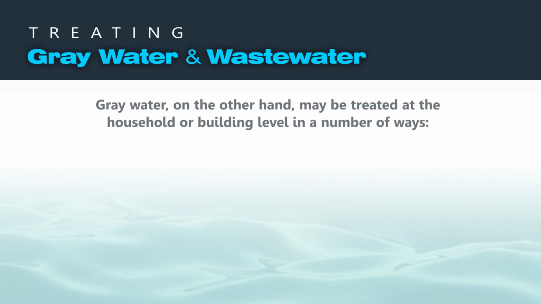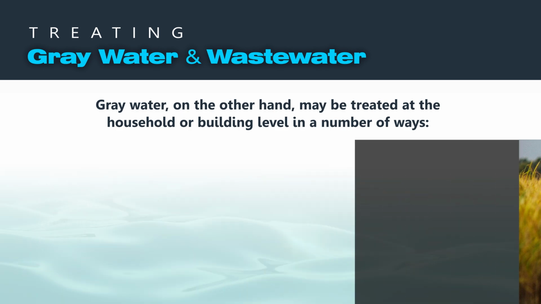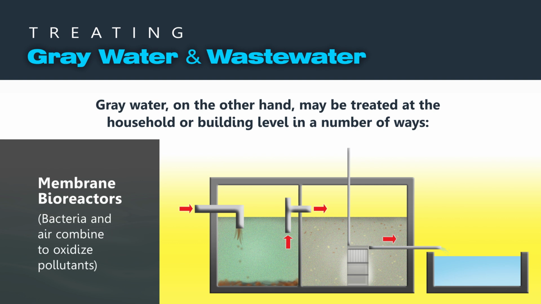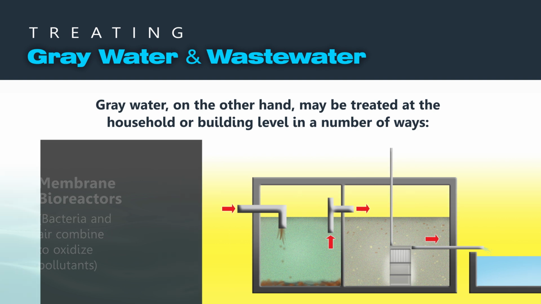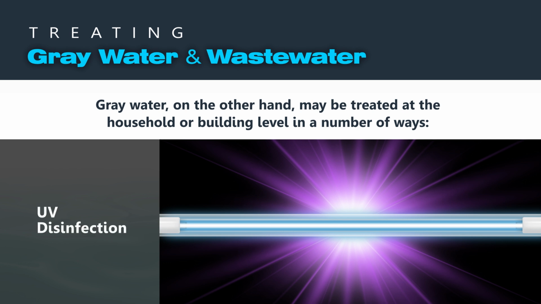Gray water, on the other hand, may be treated at the household or building level in a number of ways. Biological systems, constructed wetlands or living walls, membrane bioreactors, bacteria and air combine to oxidize pollutants, sand and lava filtration systems, and UV disinfection.